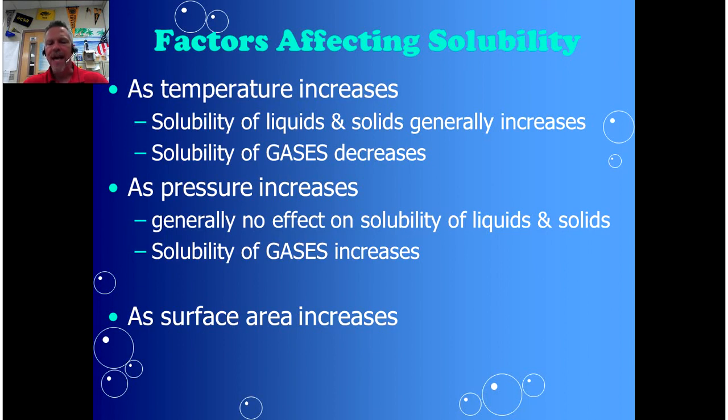As the surface area increases, the rate of solvation, how quickly the solid dissolves into the liquid, increases, but it doesn't affect the solubility. The amount of solute that can be dissolved is unchanged by surface area, but how quickly it happens will change. As you have more surface area, you have a faster rate of dissolving. So the rate of solvation, or how quickly the solute becomes dissolved in the solvent, increases as you get more surface area.